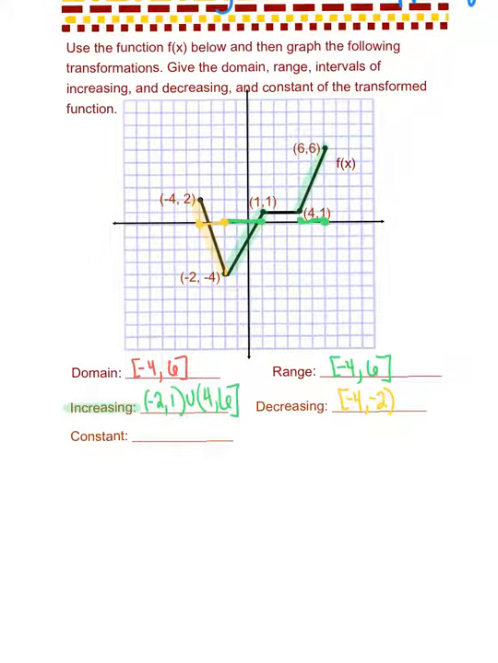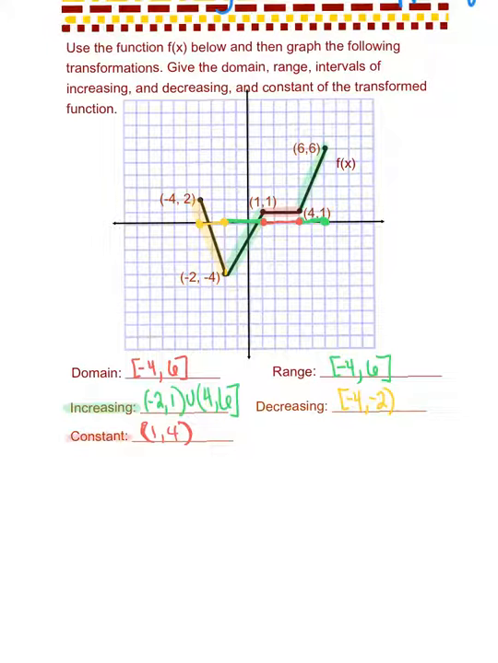And now the last chunk. Here on this interval, the function is constant. It's not going up or down, not increasing or decreasing. It's just constant. And that is from 1 to 4. And I wouldn't include that 1 or that 4 because they're on the interior.